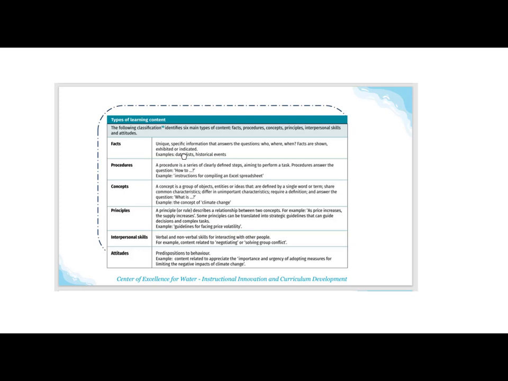Identify 6 main types of content: facts, procedures, concepts, principles, interpersonal skills, and attitudes. For facts, we use unique, specific information that answers questions. A procedure is a series of clearly defined steps aiming to perform a task. A concept is a group of objects, entities, or ideas that are defined by a single word or term. A principle or rule describes a relationship between two concepts. For example, as price increases, the supply increases.